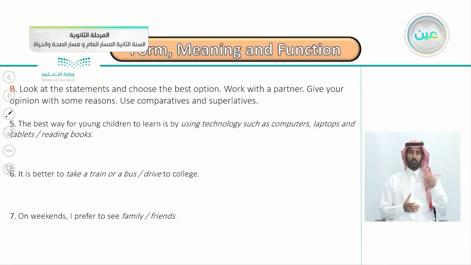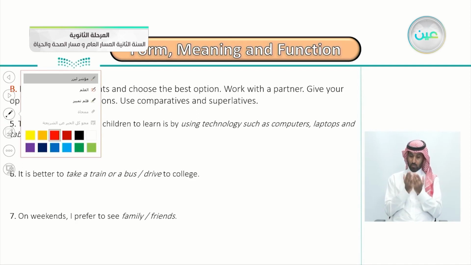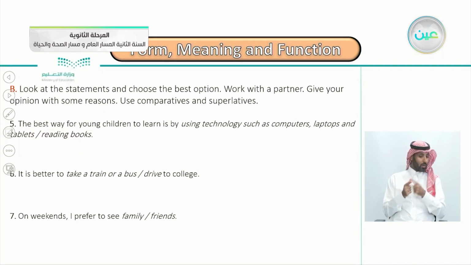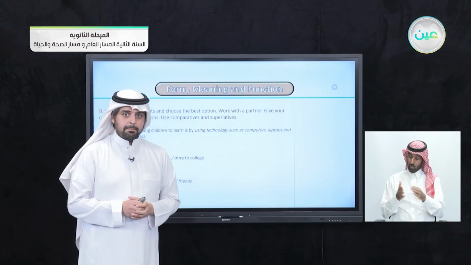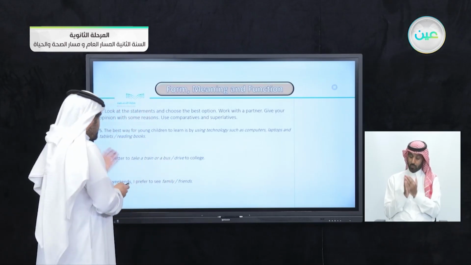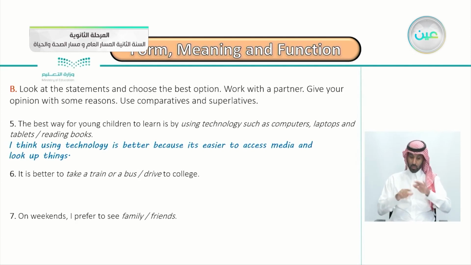Number 5 here. The best way for young children to learn is by using technology such as computers, laptops, and tablets. And the second option here is reading books. So which here is your preference, of course. Okay, this is your preference. Let's see. I think using technology is better because it's easier to access media and look up information, pictures, and so on.